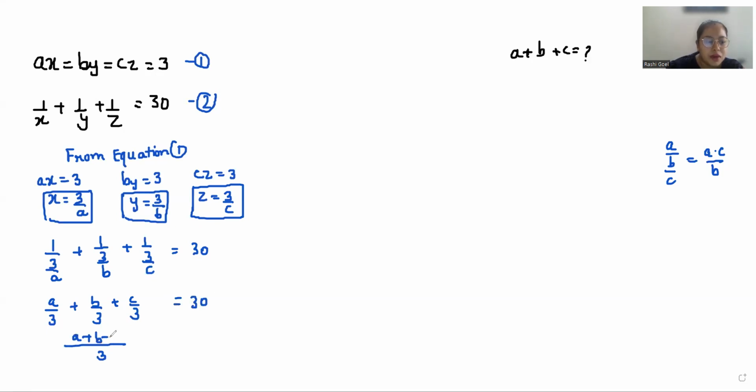(a + b + c) by 3 is equal to 30. So a + b + c is equal to, if I multiply both sides by 3, we can eliminate this. So a + b + c is 30 times 3, which is 90.